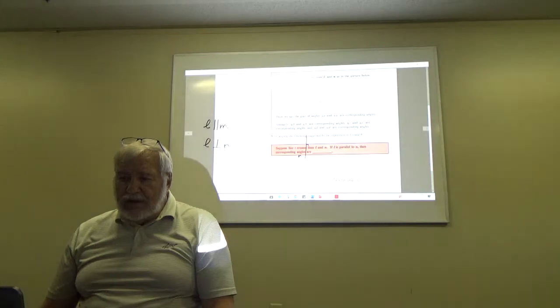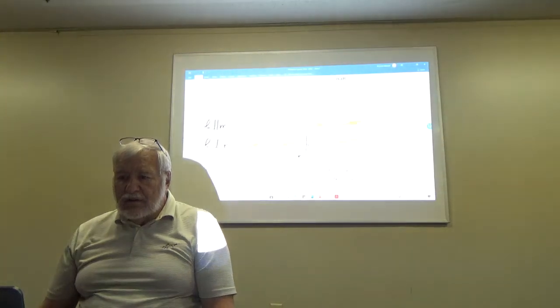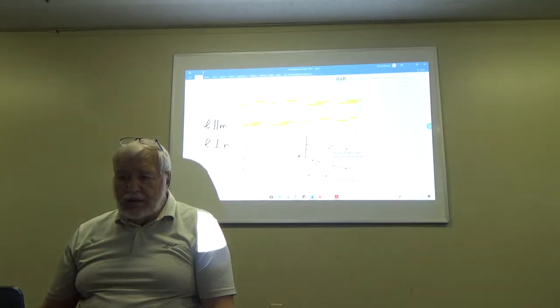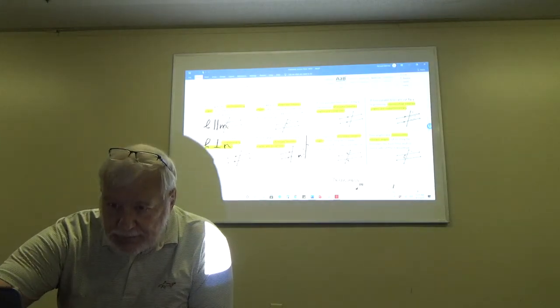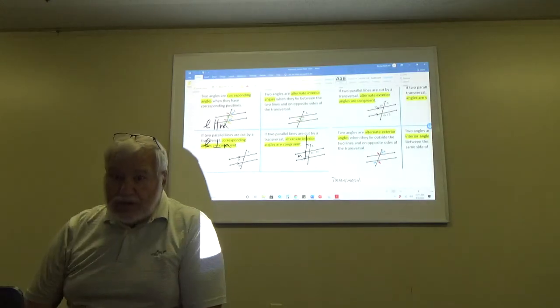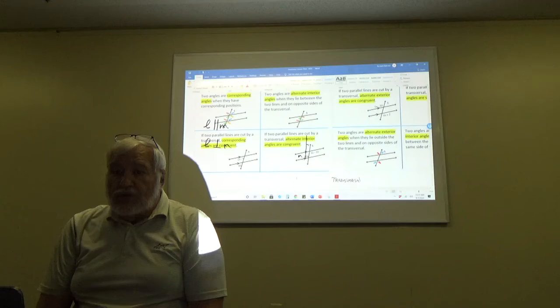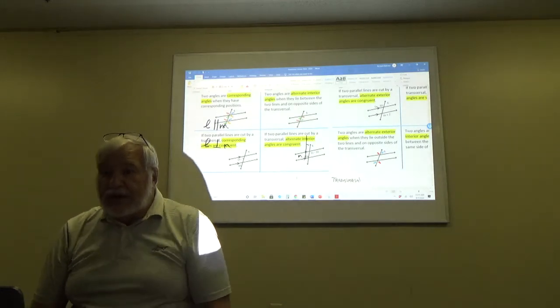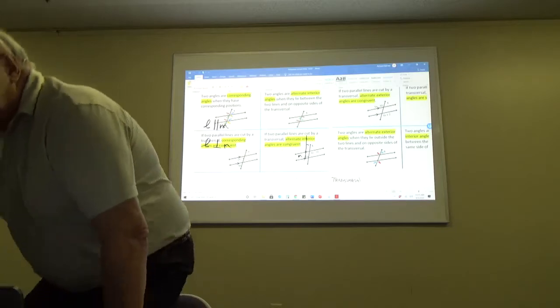vocabulary word. Corresponding angles are two angles that are corresponding when they have corresponding positions. All right, that means they're in the same location.